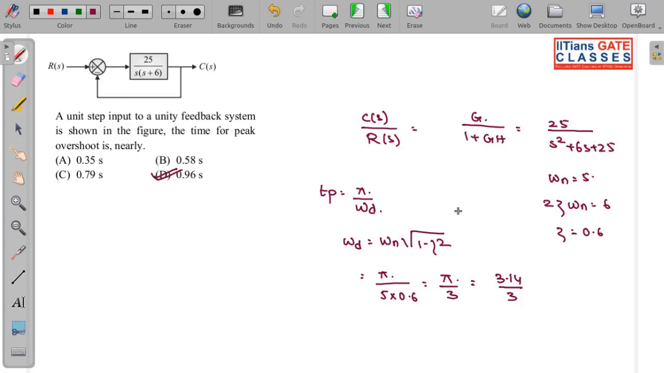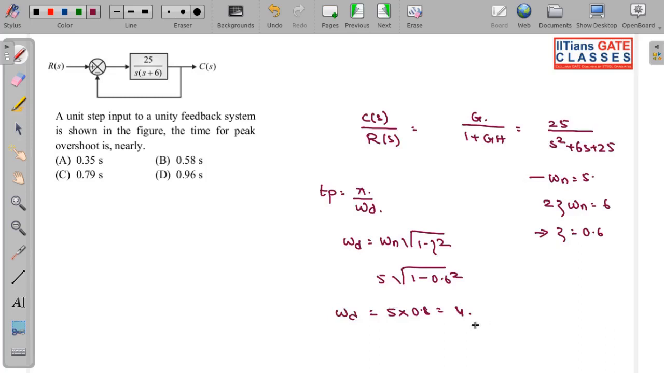Okay, so I have calculated it wrong. Sorry. I have calculated omega and zeta, but this is very wrong. Omega d will be what? It will be equal to 5 under root of 1 minus 0.6 whole square. So this will be 5 into 0.8. So that is 4. So your omega d is 4.